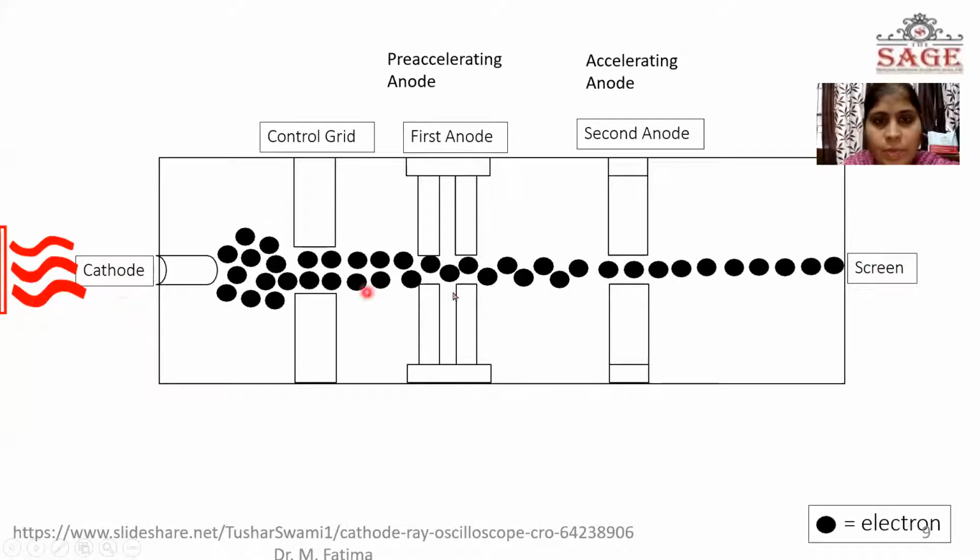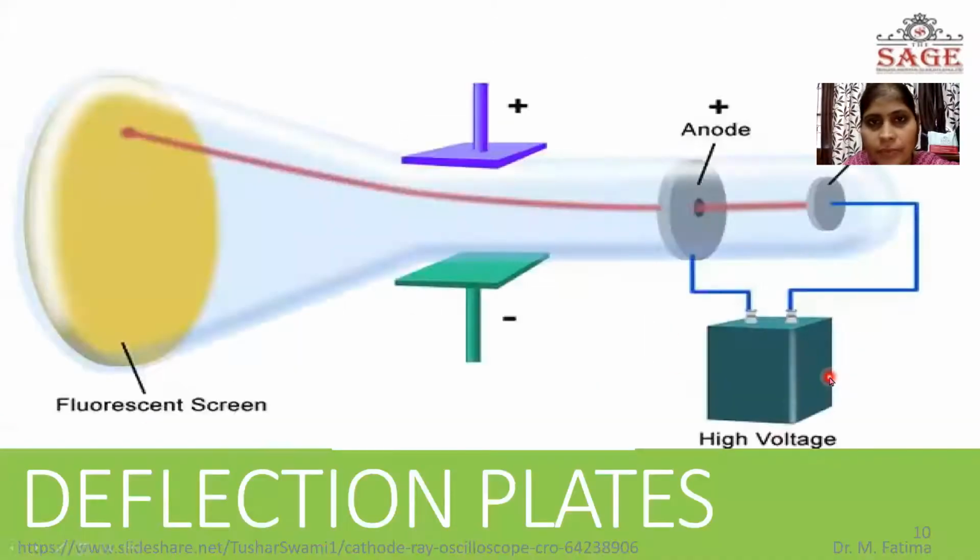So this is the complete diagram. So here the cathode is emitting the electrons. These electrons are repelled by the cathode and move towards the anode, and then land on the screen of the CRT. So in this manner, the signal is displayed on the CRT.